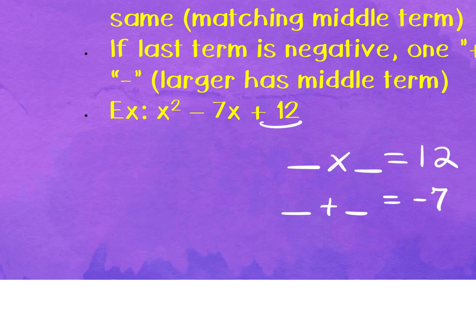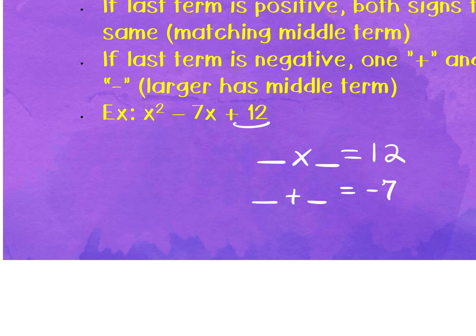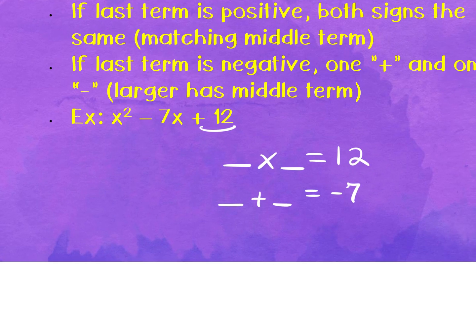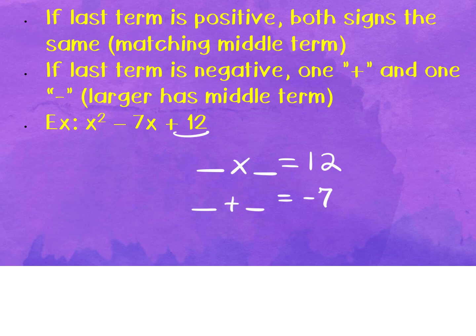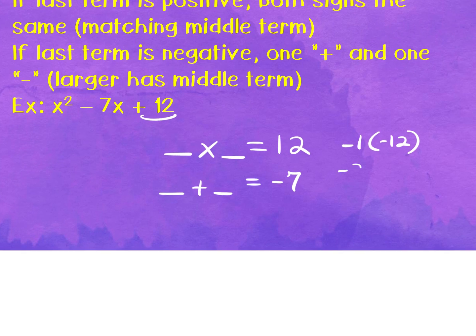So I'm going to start my list of factors of 12. Now notice it's a positive, and both of my factors need to be the same sign, and they're going to be the sign of the middle. So my factors of 12, because they're both going to be negative: -1 times -12, -2 times -6, and then -3 times -4. These are the factors of positive 12 that will give me a -7.